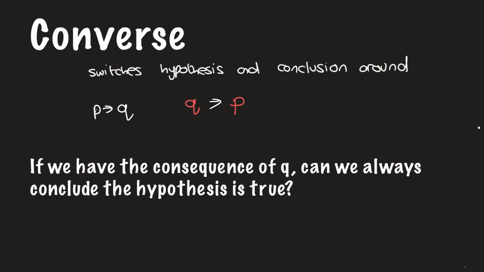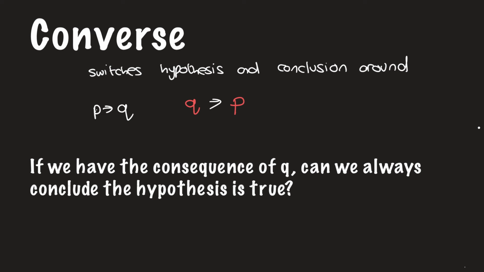And when we're looking at the converse, we're asking ourselves the question of, if we have the consequence of Q, can we always conclude that the hypothesis is true? So you'll notice if you look at the converse as it is there, it is actually your biconditional. So the only way for this to work is if P is true, then Q is true, and if Q is true, then P is true. So the converse is asking that question. But it's not necessarily going to be true because they're not logically equivalent to each other.